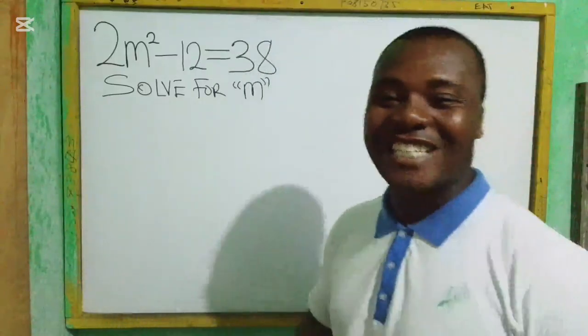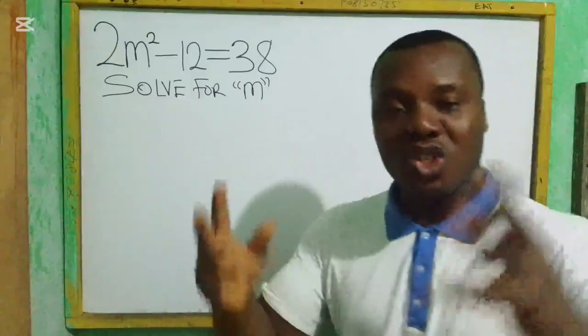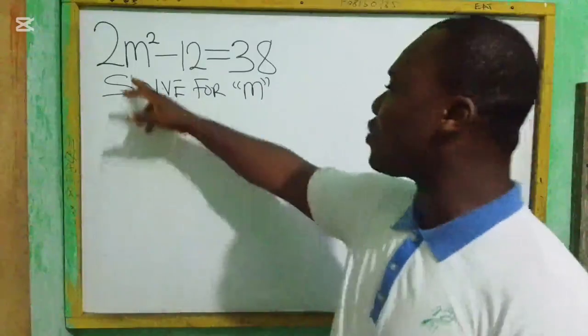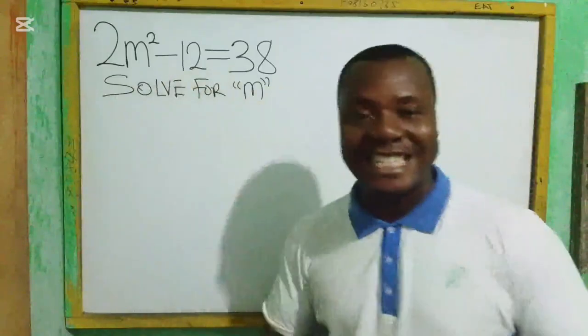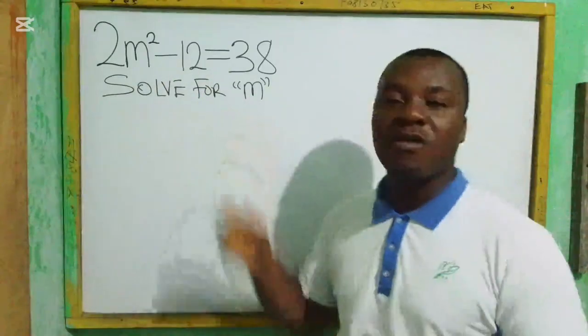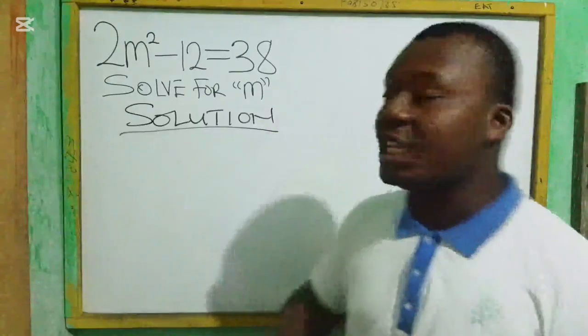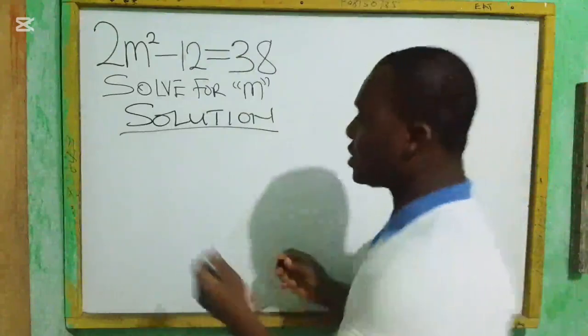In today's class, we have an equation on the board and let's see how we can solve it. Let me read the question, then we'll see how we can solve it. We have 2m squared minus 12 equal to 38 and we are asked to solve for m. Now let's look at the solution. Let's bring the original equation to the solution and work it out.